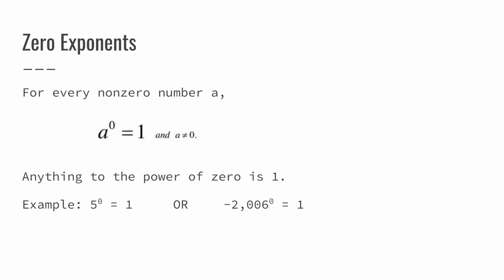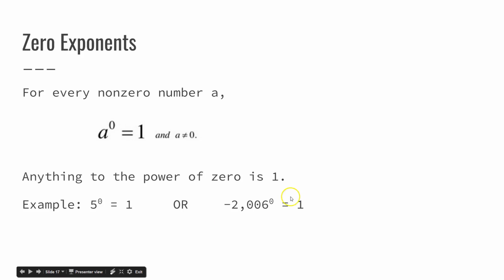The second property you're going to want to know is on 0. So for every non-zero number a, a to the 0 power equals 1. Again, a cannot be 0 here. So this one's actually pretty simple. It's the easiest one out of all of the properties because anything to the 0 power is 1.